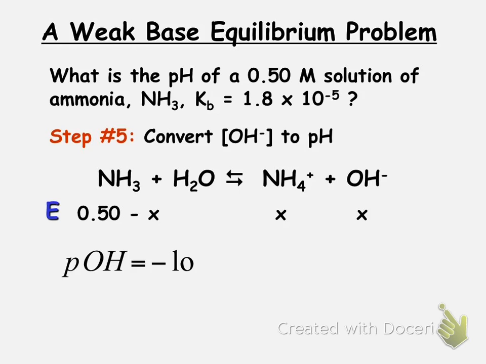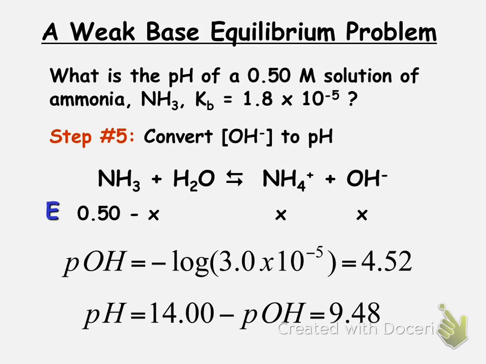Let's convert OH to pH. There's multiple ways to do this. Right now we're just going to take pOH. The negative log of the concentration of hydroxide ions is 4.52. Then all you got to do is take 4.52 and subtract it from 14, and that'll actually give you your pH. And that resides at 9.48.